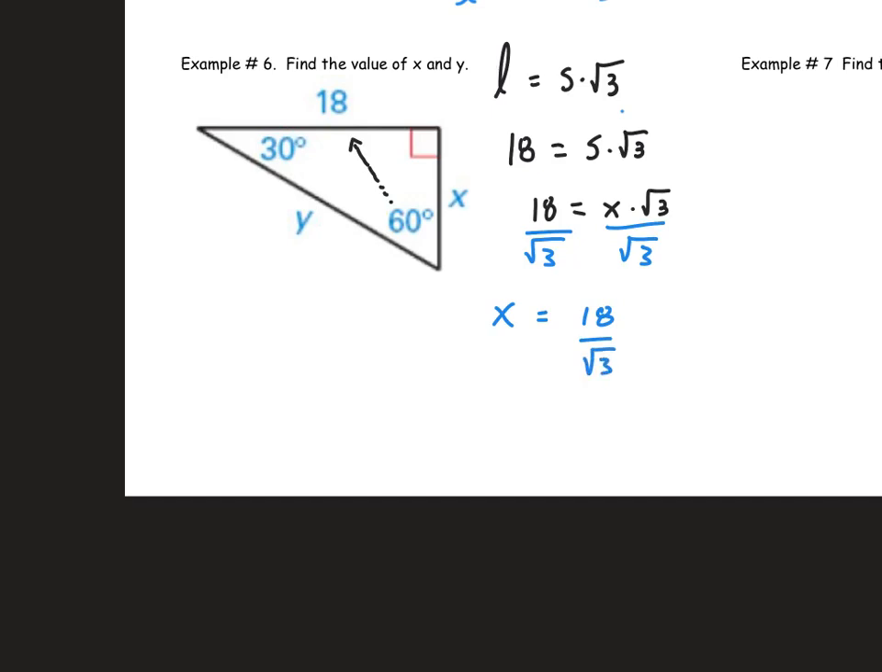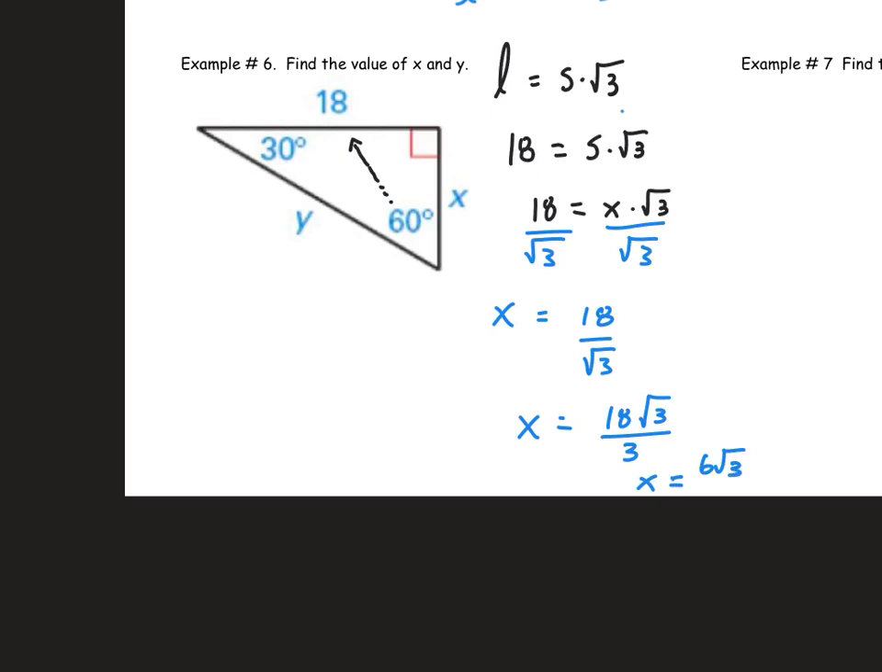And yesterday I gave us a shortcut. So I see that I have radical 3 in the numerator. So all I need to do is bring that square root of 3 upstairs with the 18. And then in the denominator, I remove the radical 3 and I get 3. So now all I have to do is divide 18 by 3, and I get that x is equal to 6 square roots of 3.